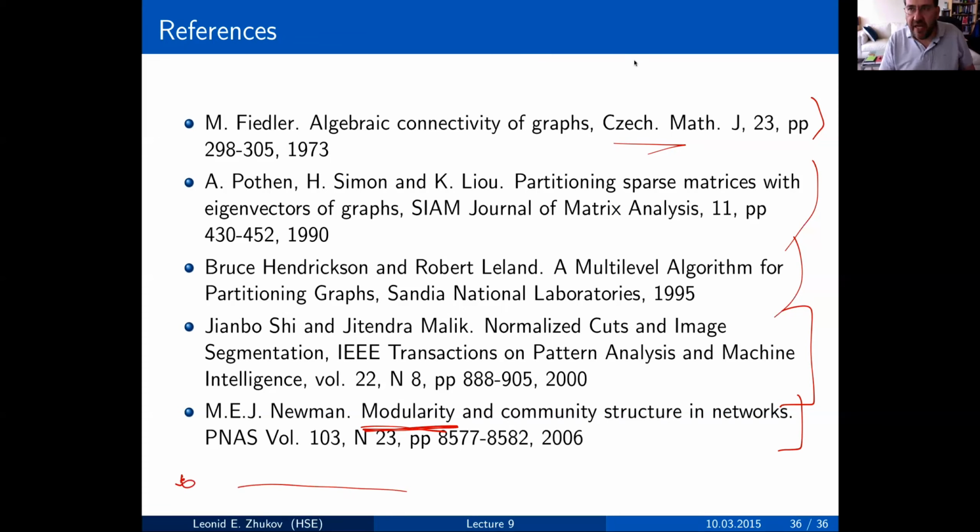Okay, that's it for today. That was a pretty intense lecture. I strongly recommend you just go over the math. It's not that hard, but it helps to really multiply those matrices and vectors to understand how it works. And the homework for next time, Andrei will give you, but it will be on spectral graph partitioning.